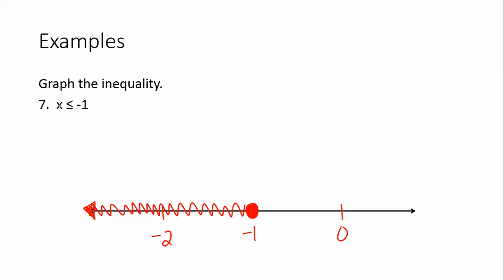Again, the inequality has the variable on the left-hand side, and because the variable is on the left, you can follow the arrow, so it looks like it's pointing to the left.